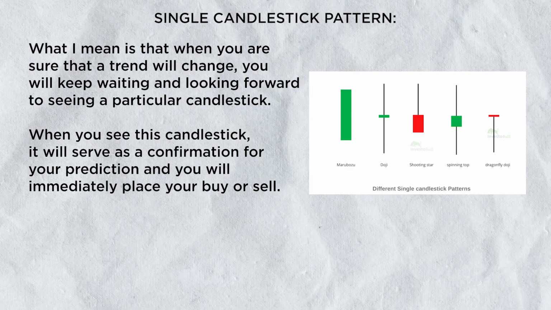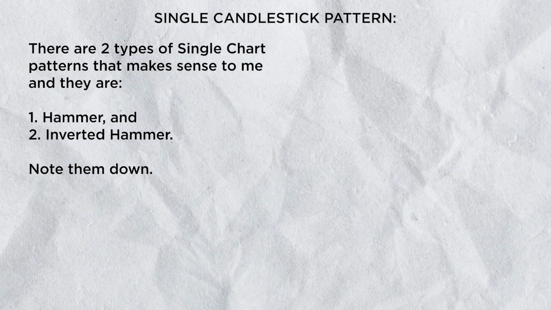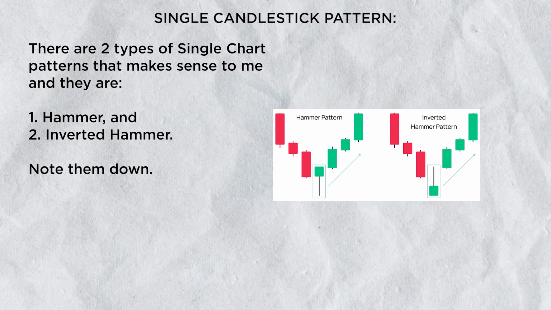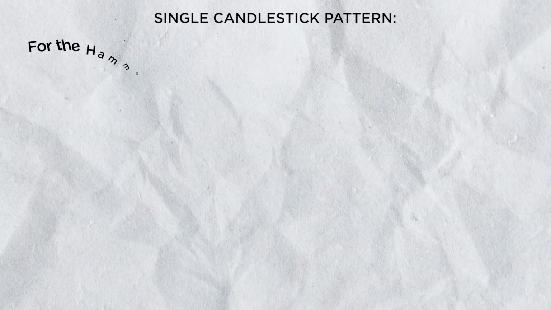When you see this candlestick, it will serve as a confirmation for your prediction, and you will immediately place your buy or sell. There are 2 types of single chart patterns that make sense to me, and they are 1. Hammer, and 2. Inverted hammer. Note them down.